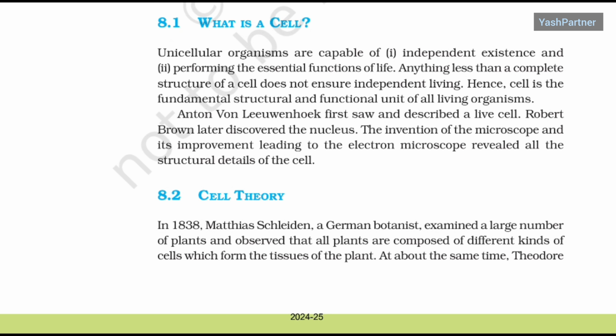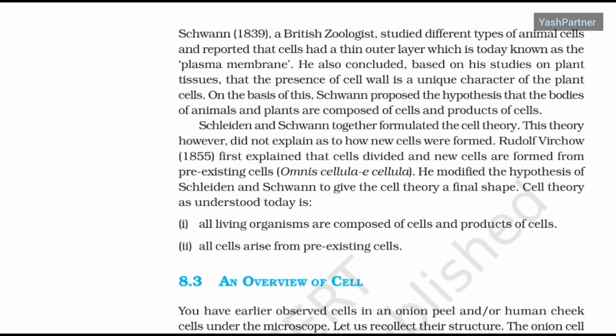8.2 Cell Theory. In 1838, Matthias Schleiden, a German botanist, examined a large number of plants and observed that all plants are composed of different kinds of cells which form the tissues of the plant. At about the same time, Theodor Schwann, in 1839, a British zoologist, studied different types of animal cells and reported that cells had a thin outer layer which is today known as the plasma membrane.